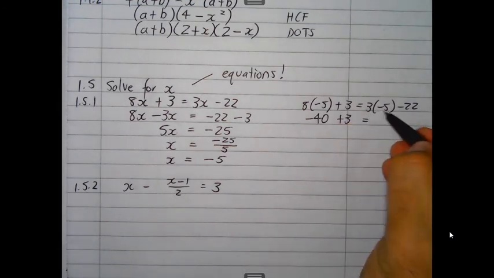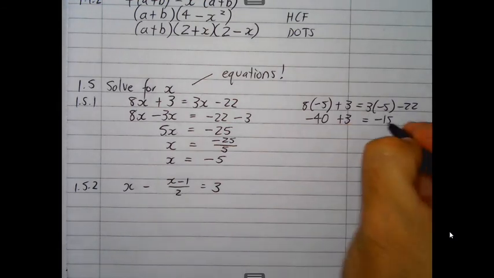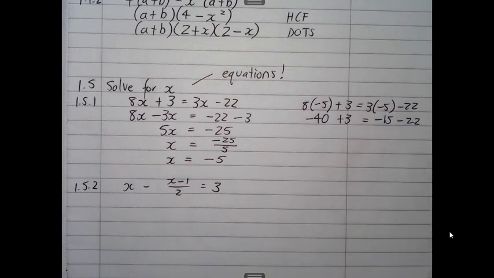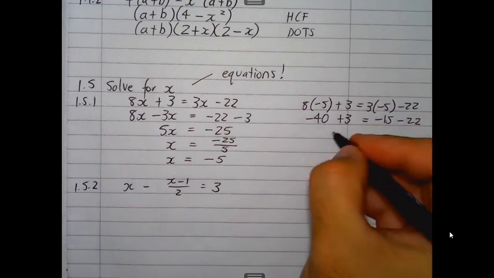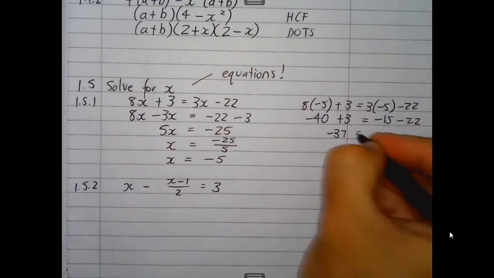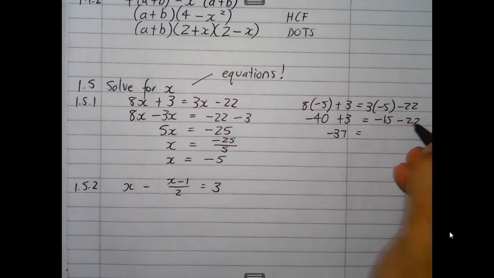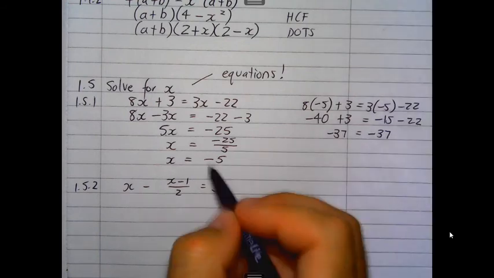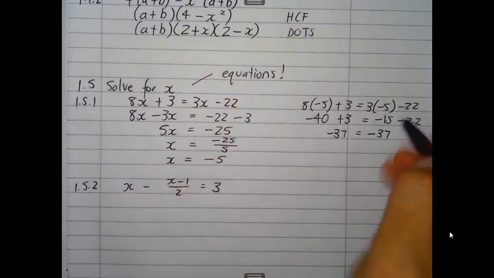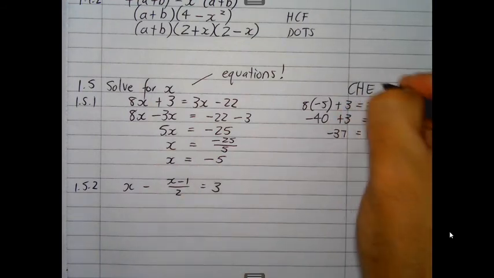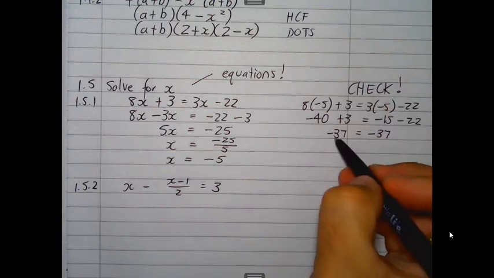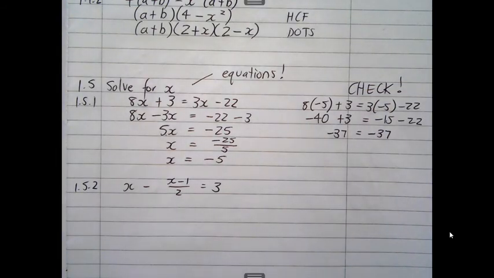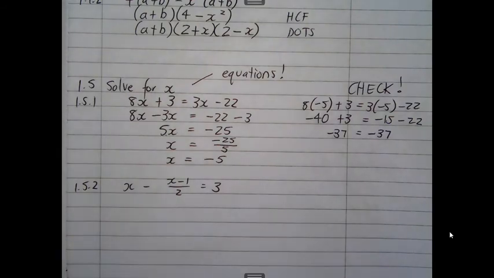What is 3 times negative 5? Negative 15 minus 22. What is negative 40 plus 3? Negative 37. What is negative 15 minus another 22? Negative 37. And please don't do this right next to your answer, but this is just a way to check your answer. And what do we notice? The left-hand side equals the right-hand side, so my answer must be correct. Right?